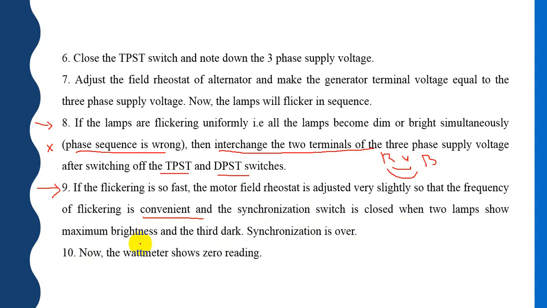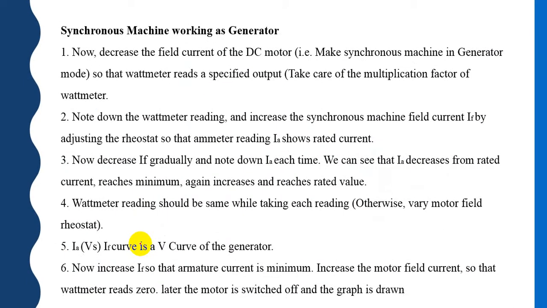Now if you observe the wattmeter reading, it will read 0. Power consumption has not started yet. So what happens after synchronization? The synchronous machine starts working as a generator. Now decrease the field current of the DC motor so that the wattmeter reads a specified output. Decrease the field current of the DC motor so the wattmeter reads a specified output.